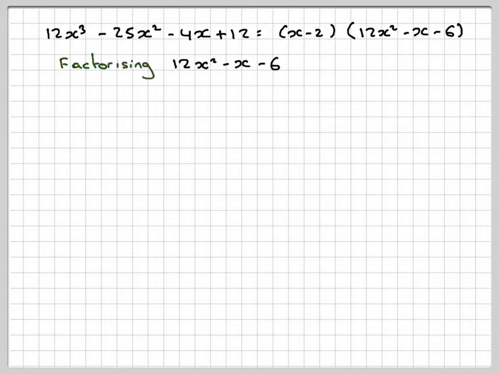So, one way to factorize this quadratic is, the product is 12 times minus 6, which gives me minus 72. And the sum is going to be minus 1. So we want two numbers. When we multiply them together, we get minus 72, and the sum is minus 1. These are called the factors. So obviously it's going to be minus 9 and 8. Minus 9 times 8 gives me minus 72. Minus 9 plus 8 gives me minus 1.